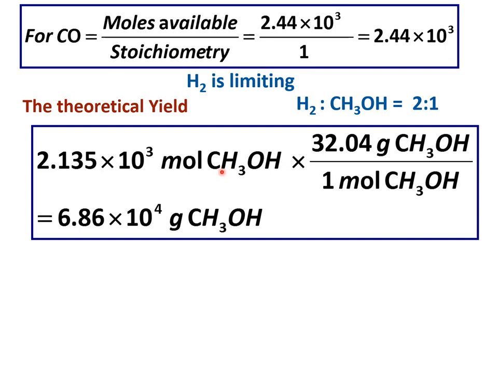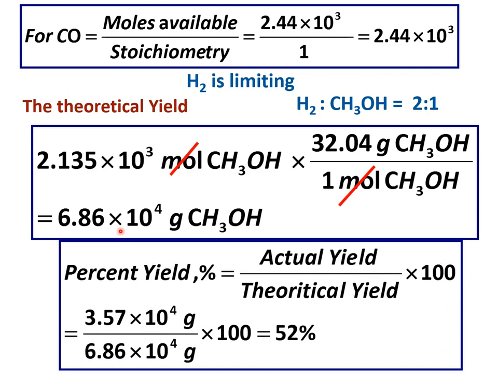Okay, now the number of moles of methanol is 2.135 kilomoles. If you multiply by the molar mass of methanol, then you get the mass of methanol produced. This is actually the theoretical yield. But he gave you in the question that the actual yield is 3.57. So you can divide the actual yield by the theoretical yield to get the percentage, which is here 52.